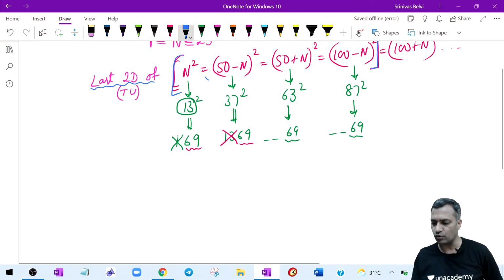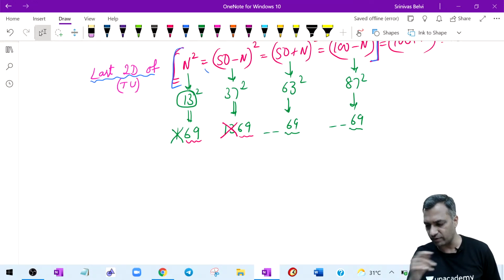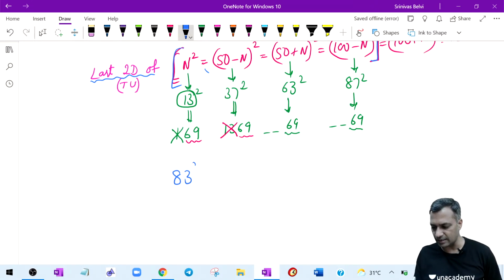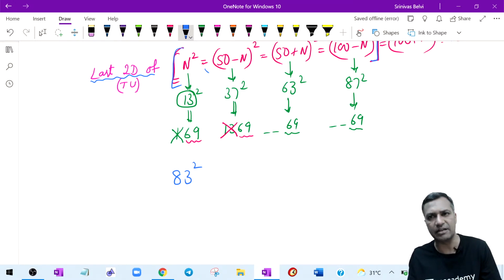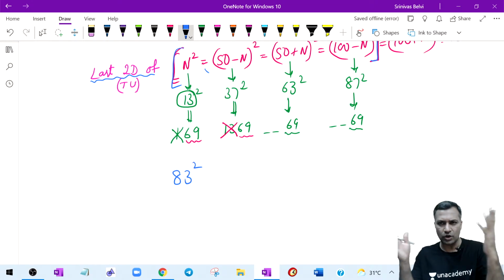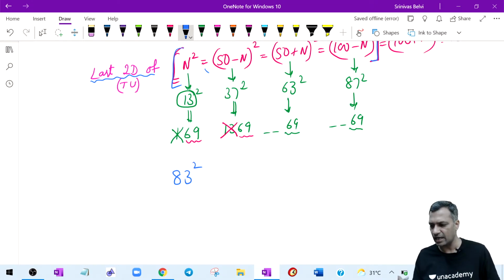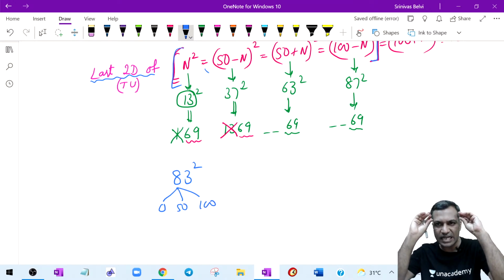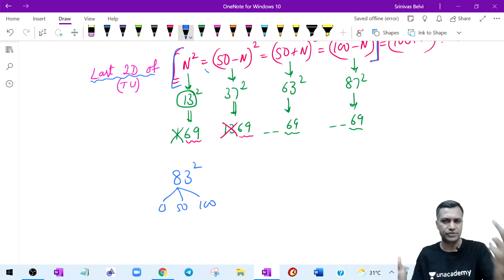For example, I want to find the last two digits of 83 square. It may become a little difficult. Okay, it is not really difficult. To find the last two digits of 83 square, just find out whether this fellow is close to 0, close to 50, or close to 100. In your mind, quickly get that. It's a fraction-of-a-second decision.